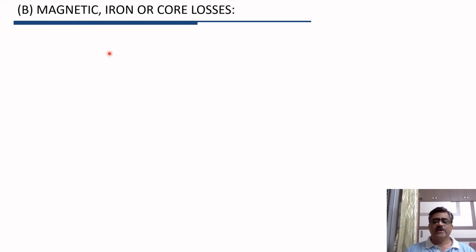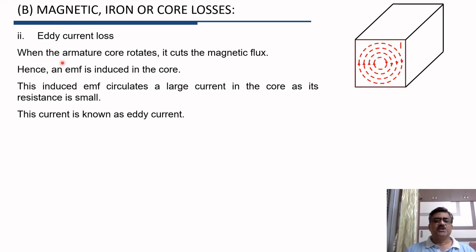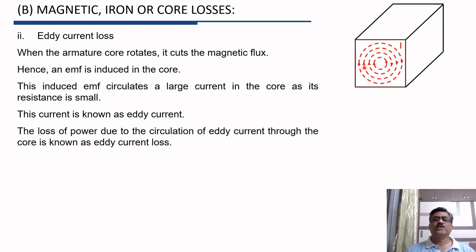The second type of core loss is eddy current loss. In case of a DC machine, the armature core rotates in the magnetic field produced by field poles. So when it rotates, it cuts the magnetic flux. And therefore, according to Faraday's law of electromagnetic induction, an EMF is induced in the core. This induced EMF circulates a current in the core, and this current flows in circular paths, and that's why, because of this particular shape, this current is known as eddy current. When eddy current flows through the core, because of current flowing through a resistance, there is loss of power, and some power is wasted in the form of heat. This loss of power because of eddy current is known as eddy current loss.